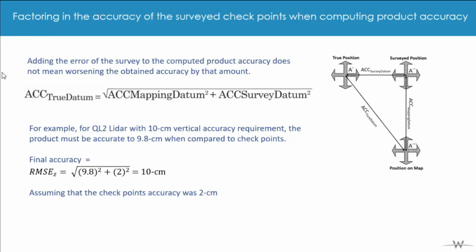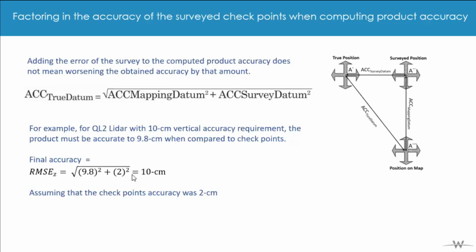What you see in the formula here, you square that error of the RTK, the 2 centimeter, you square it, you add it to the other one, and you take the square root. So the effect gets minimized a lot. If we are dealing with a quality level 2 or 1 USGS LiDAR, the 2 centimeter in the survey is really costing us only 0.2 centimeter in the total final accuracy of the product.